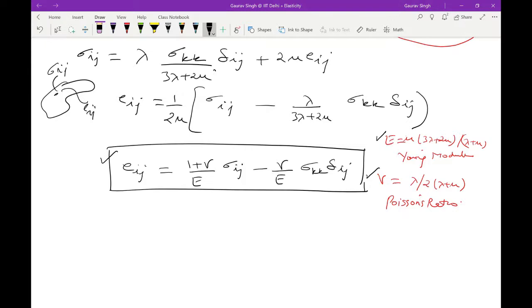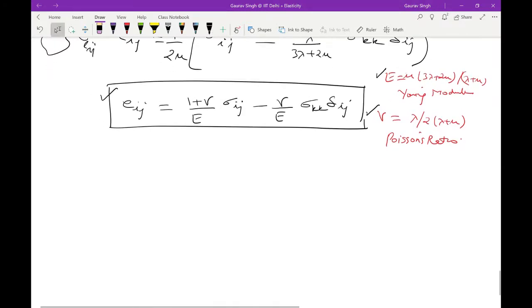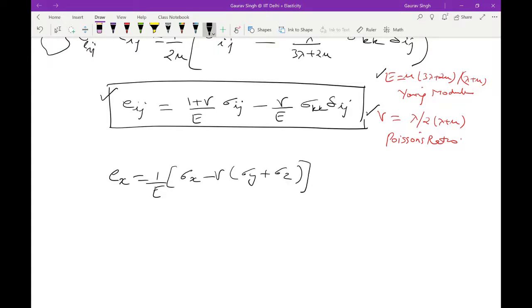Now if you want to write this in the expanded or the xy form, just proceed in the same manner. If you want to write ex or e11, just put i equal to 1 and j equal to 1 and work around this. So ex would come out to be 1 by E (sigma x minus nu (sigma y plus sigma z)). You do not have to remember these expressions, okay? All you have to do is remember the steps and the reasoning behind what we are doing.